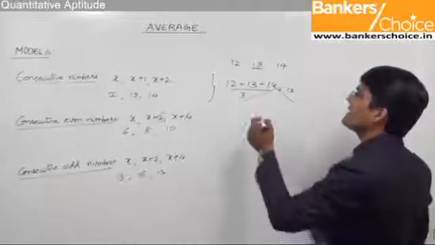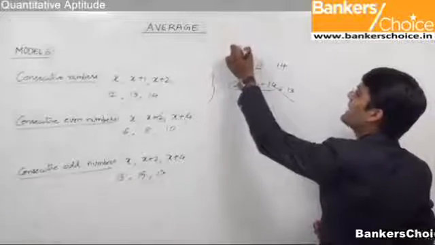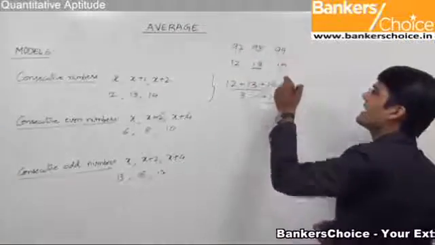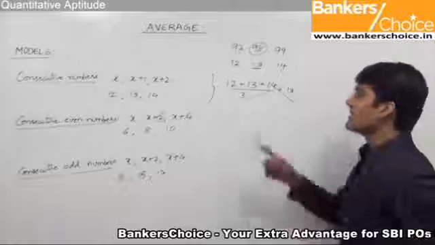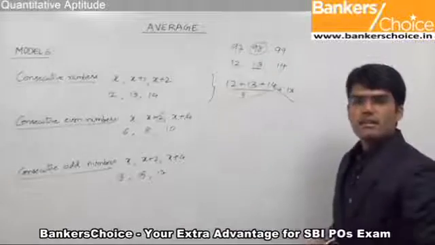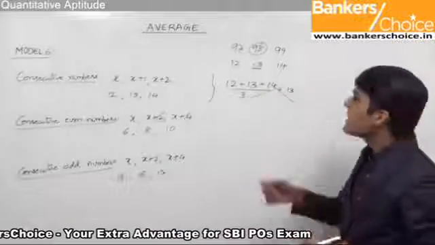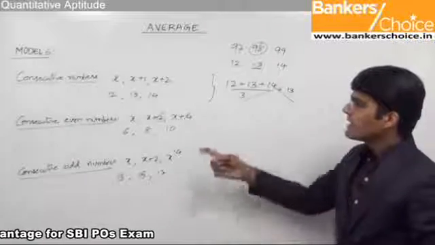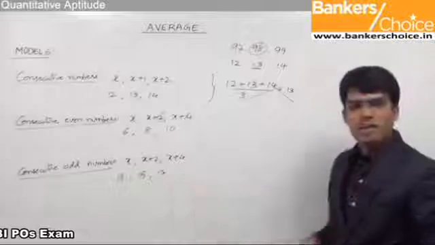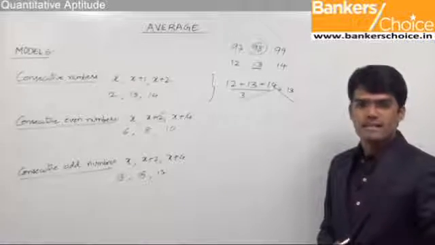Similarly, suppose we have consecutive numbers like 97, 98 and 99. The average of these three numbers should always be the middle number since they are consecutive in nature. So for consecutive numbers, always the average can be taken as the middle number. Similarly, in case of consecutive even and consecutive odd numbers, the average can be taken as the middle number.